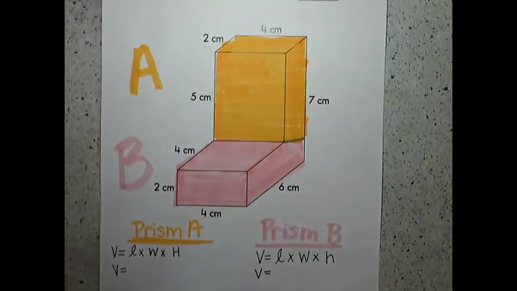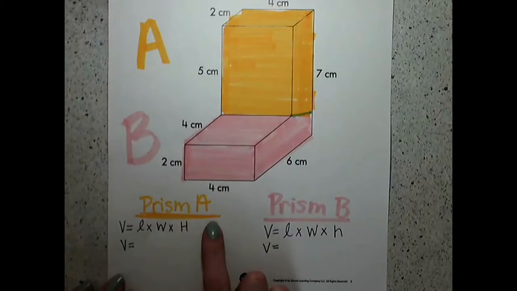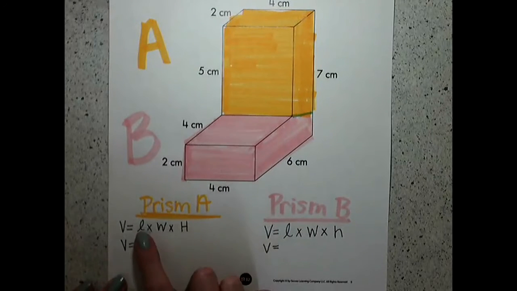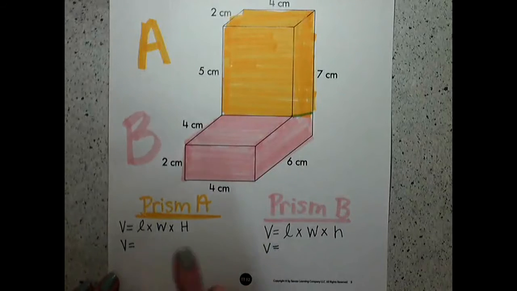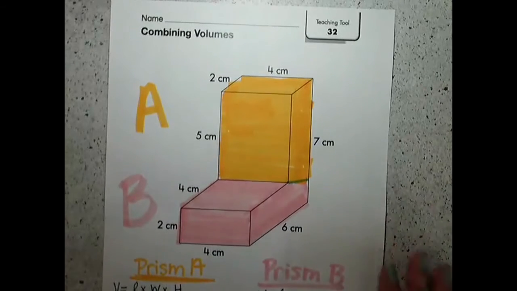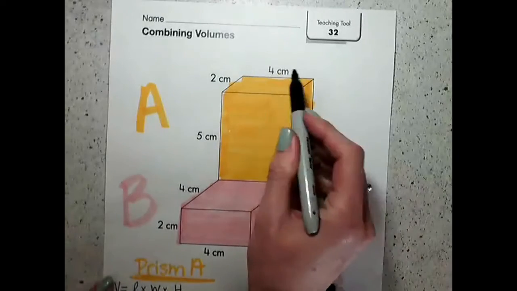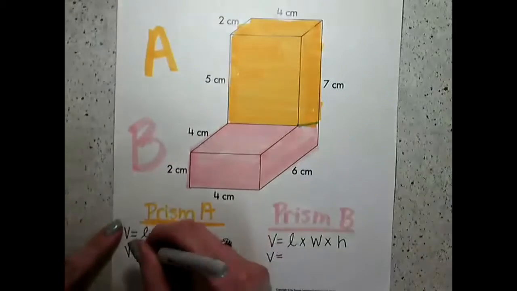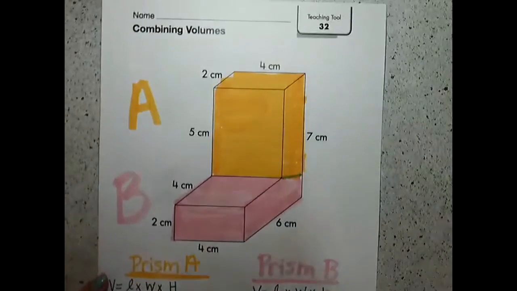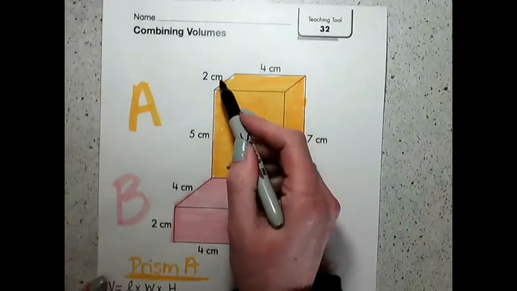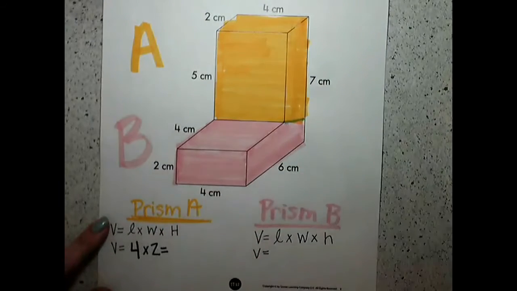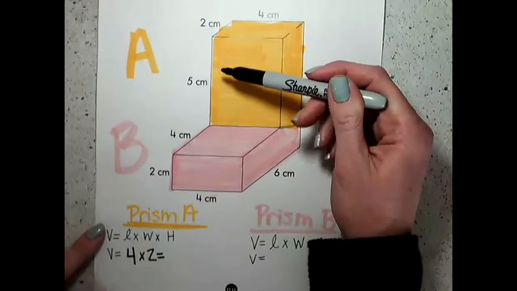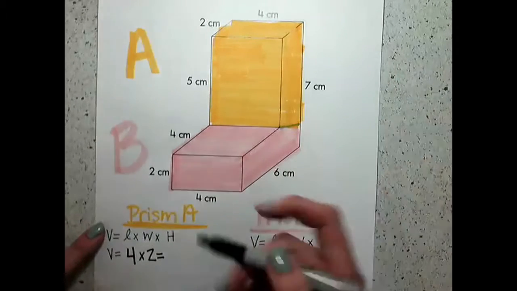Let's take a look at my first prism, prism A. I know I need to use length times width times height in order to find the volume. So let's look up here at prism A. I see that the length of prism A is 4. I see that the width of prism A is 2. And the height of prism A is 5.